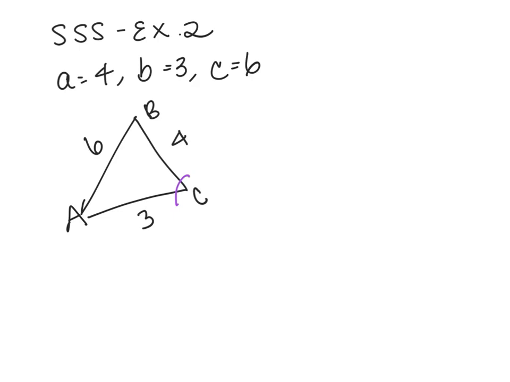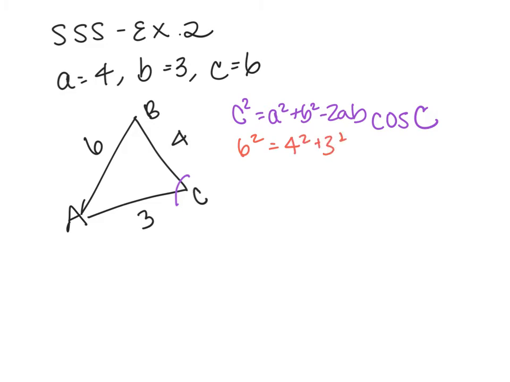We're solving for C, which means we're going to set the problem equal to C. Back to the same formula as last time. And then fill in the rest of the formula with A's and B's. Now just plug everything in. So we have 6 squared equals A is 4 squared plus 3 squared.